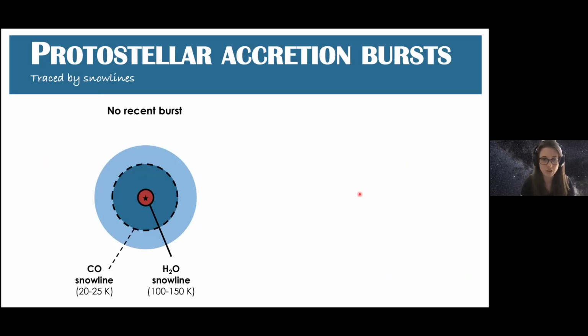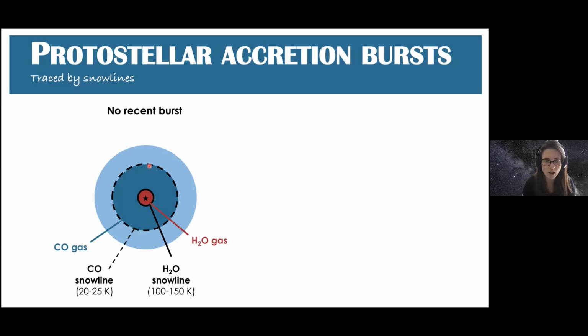So I'm going to continue with this type of cartoon and now a little bit more zoomed out. So this inner circle is now going to be the water snow line. And this dashed circle outside at lower temperatures is going to be the CO snow line. So CO freezes out at much lower temperatures, so it's present in a much larger region. So this is where we see CO in the gas phase, and then this inner region is where we see water in the gas phase.